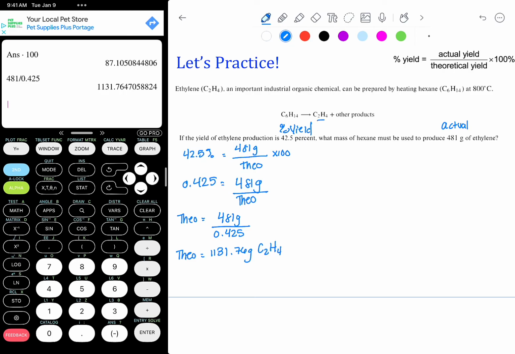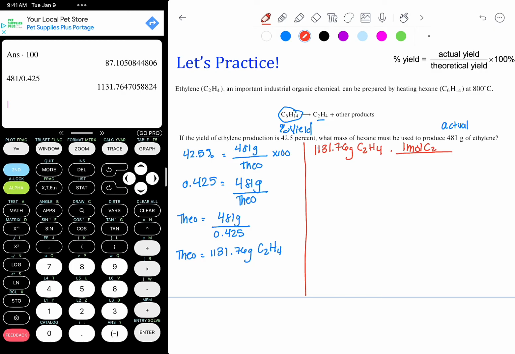So now that we know the mass of ethylene, the theoretical mass of ethylene that we need, we can use that to convert back to our reactant of hexane. So we'll take that 1,131 and we will convert that to moles.